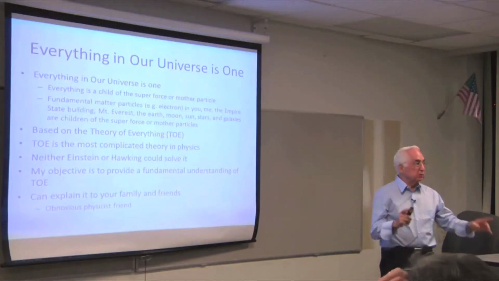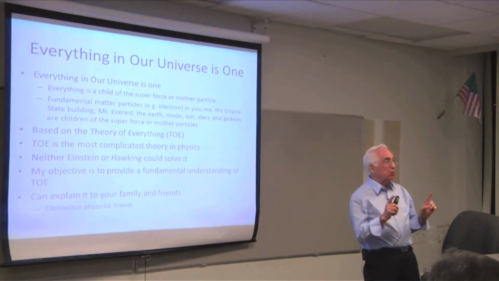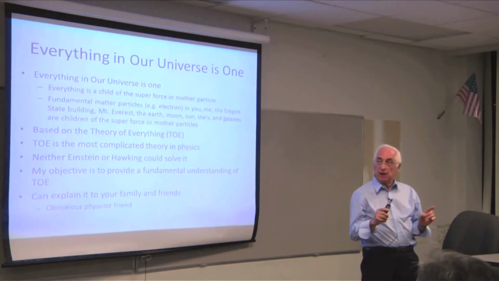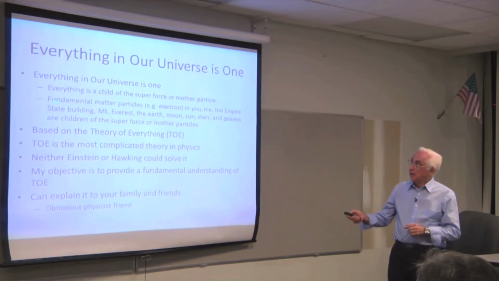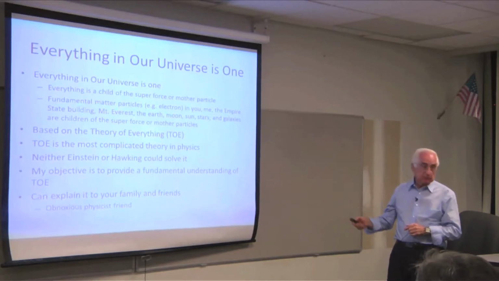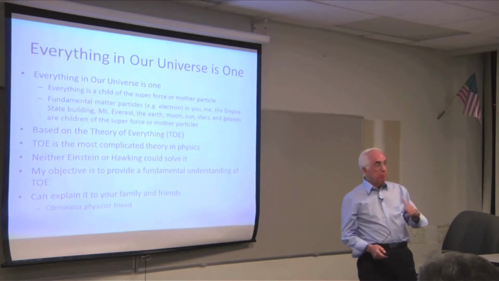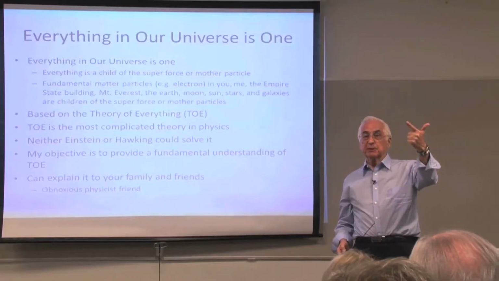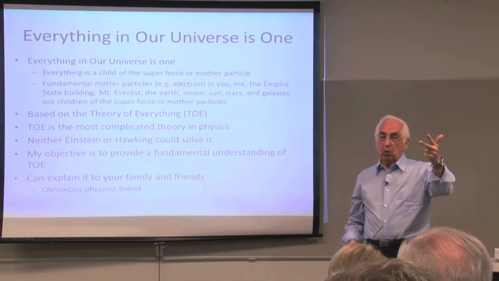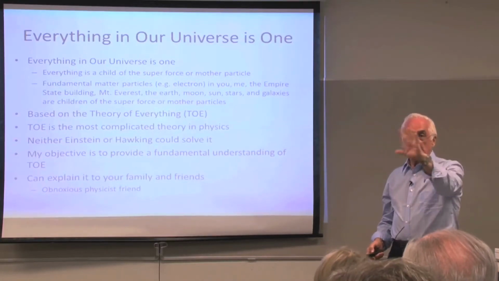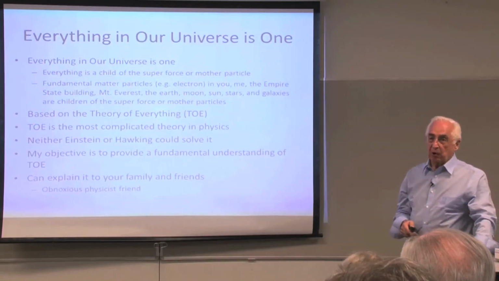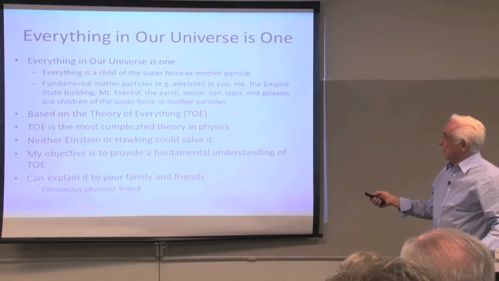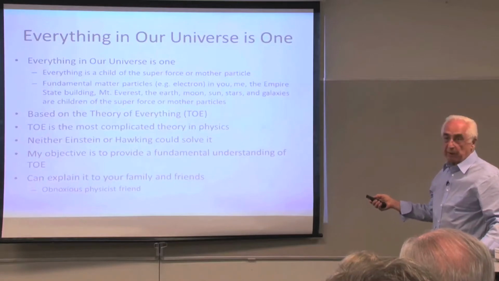Everything in our universe is one because everything in our universe is a child of the superforce or mother particle. There are fundamental matter particles like the electron in you, me, the Empire State Building, Mount Everest, our Earth, our Moon, our Sun, and in all the stars. And these fundamental matter particles are all children of the superforce or mother particle.